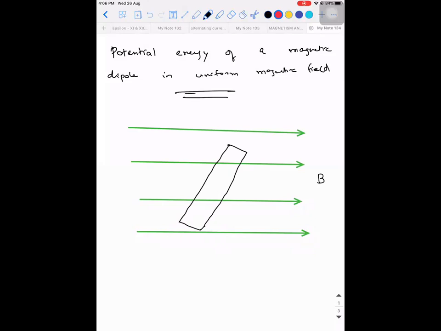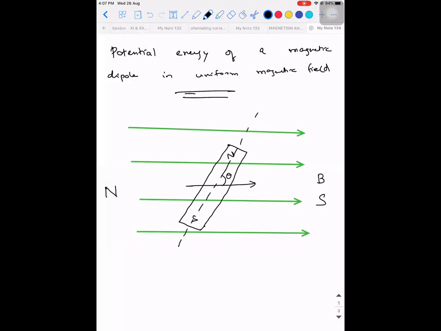Now our work is to find the potential energy of this. How do we find it? If this is the north pole, this is the south pole. Since the magnetic field is from left to right, the left side will act like the north pole and the right side like the south pole. And this is going to be the axis of the dipole.